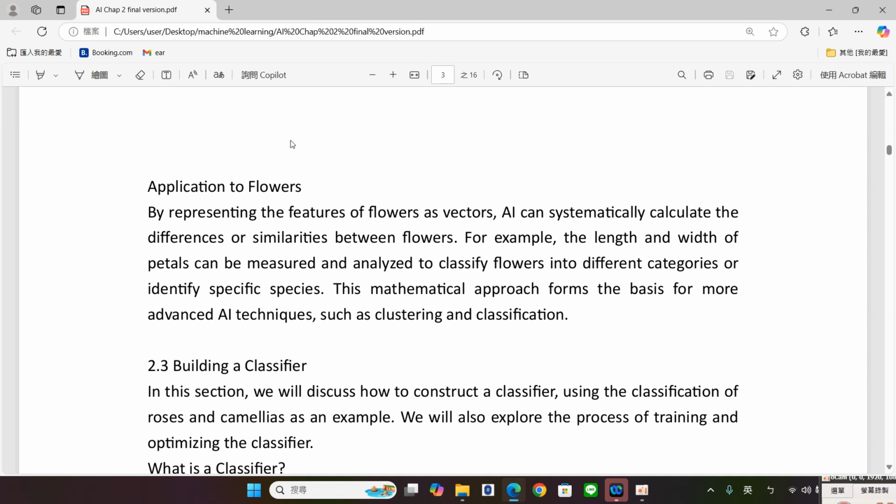The application to flowers. By representing the features of flowers as vectors, AI can systematically calculate the differences or similarities between flowers. For example, the length and width of petals can be measured and analyzed to classify flowers into different categories or identify specific species. This mathematical approach forms the basis for more advanced AI techniques such as clustering and classification.